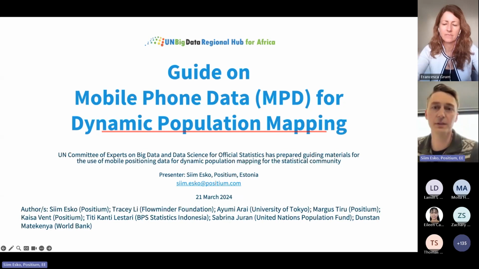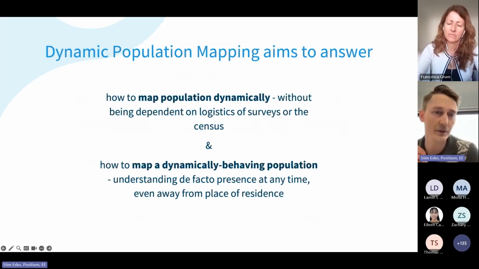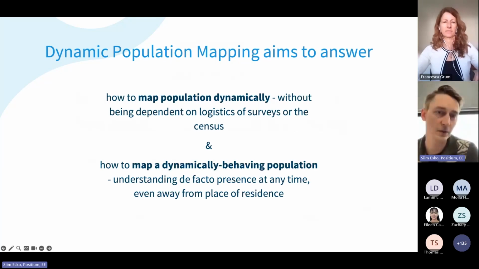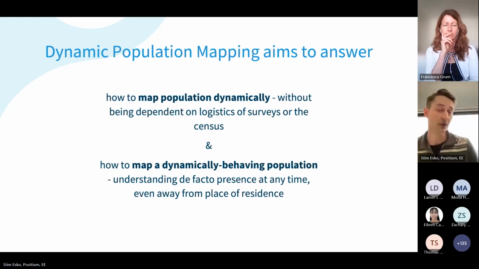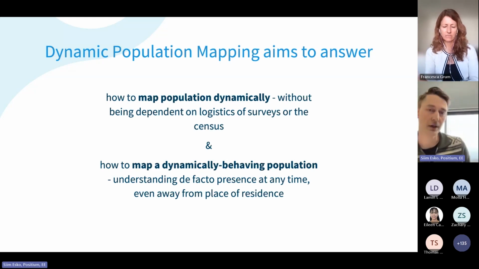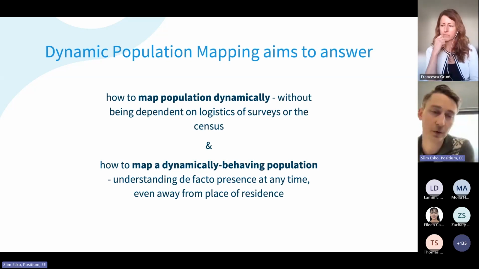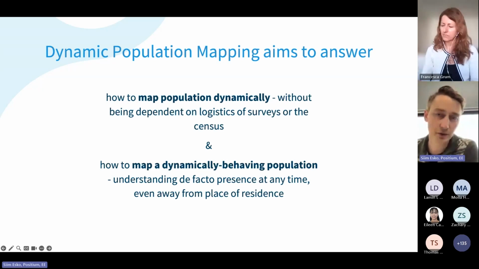So we've heard that dynamic population mapping can answer how to not be dependent on logistics of surveys and census and be more dynamic in how we map the population. And we heard how this population we have is really behaving in a dynamic way. And how can we understand this, not at census night or at any given time when it might not produce the right result, but also understand at different places where people are at different times of the day and on different days, even when they're away from the place of residence or where they were when they did the census.